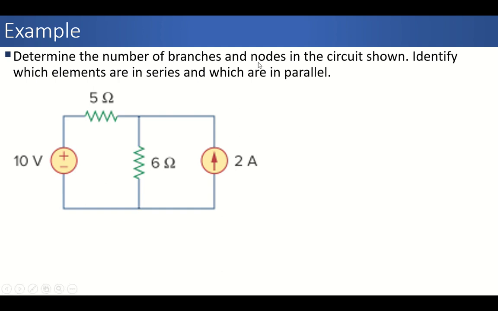Next, we will identify the number of nodes. Just like we mentioned, a node is a junction point of two branches. If we start from this point, you can see that since the 10 volt source and the 5 ohm resistance are interconnected, this is a node. Similarly, this is a node. In this node there are three elements connected: 2 ampere, 6 ohm, and 5 ohm. You can also consider this point, but because going from this point to this point there is no component interconnected, this is not a different node.